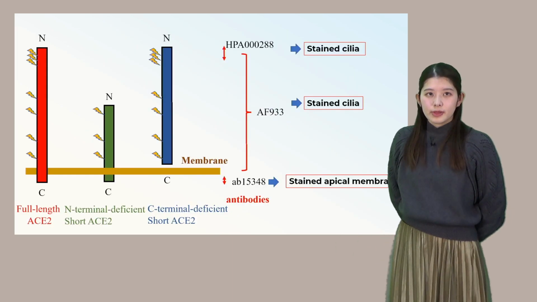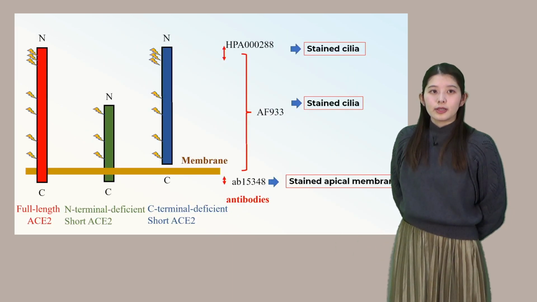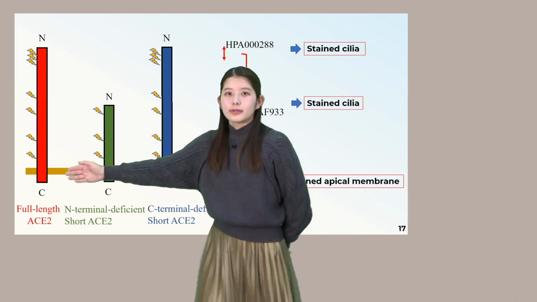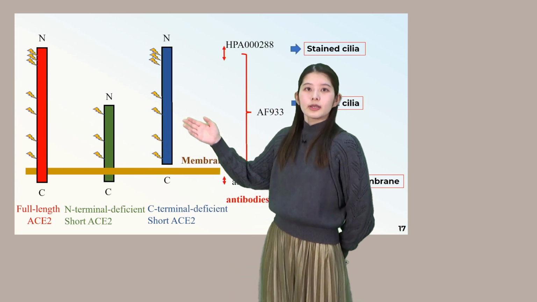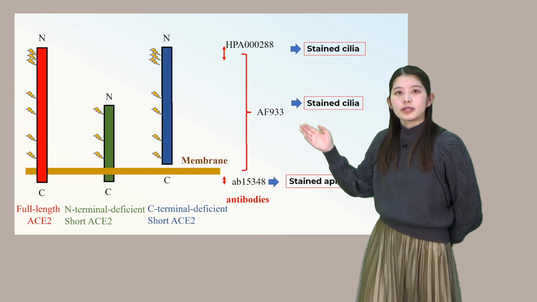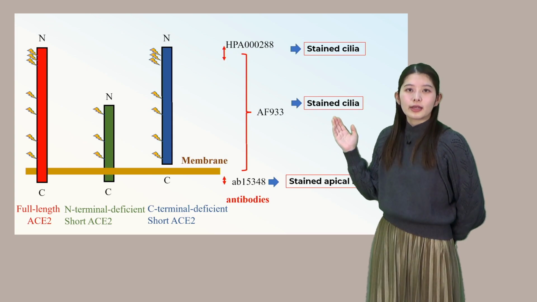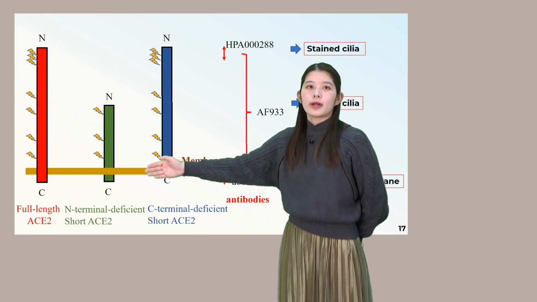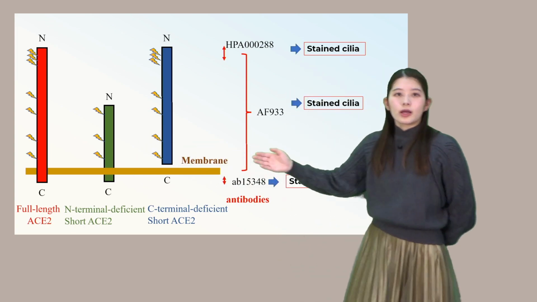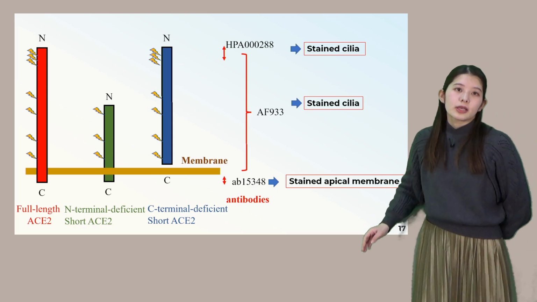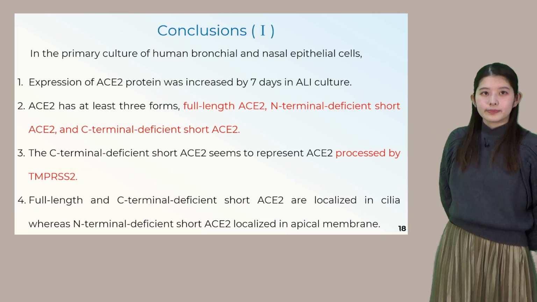So from this result, it was suggested that full-length ACE2 and C-terminal deficient short ACE2 were mainly localized at cilia, whereas the short ACE2 splicing variants were mainly localized at the apical membrane of the cells as well as the intercellular compartment.